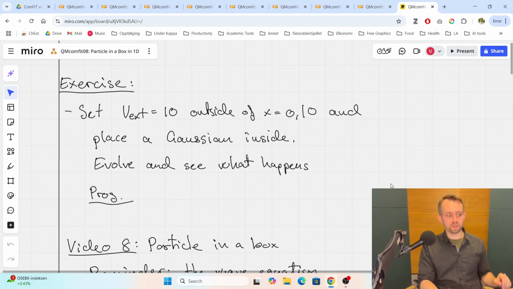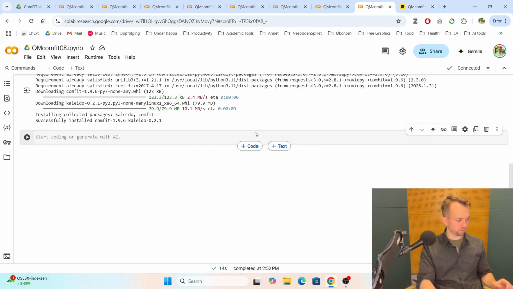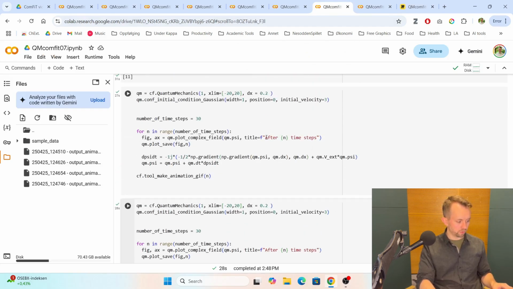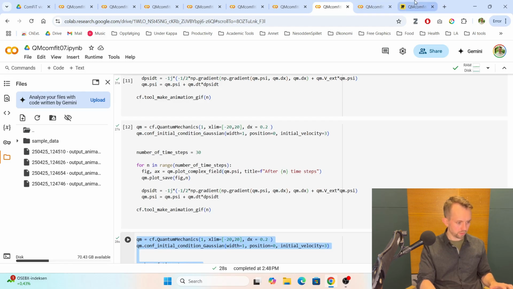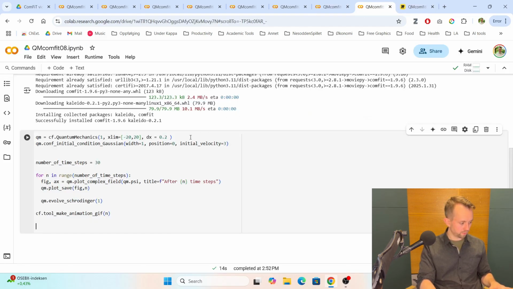Now, last time I gave you the exercise to try to configure, using the parameters of the last video, the potential to be 10 outside of 0, 1 and place a Gaussian inside this kind of box that we get, and evolve it and see what happens. So that's the first thing we're going to do. I'm going to borrow the code that we wrote last time, because that worked very well.